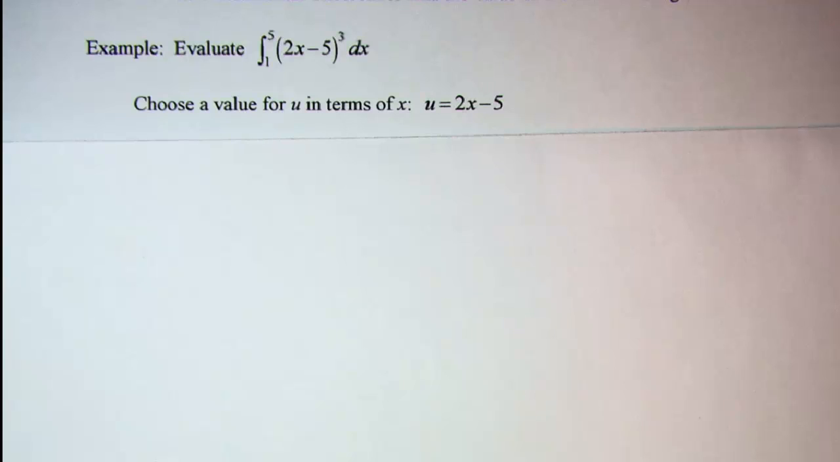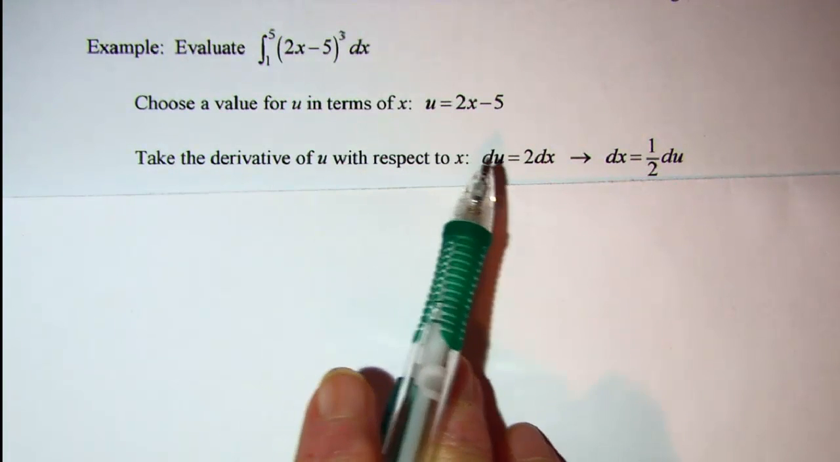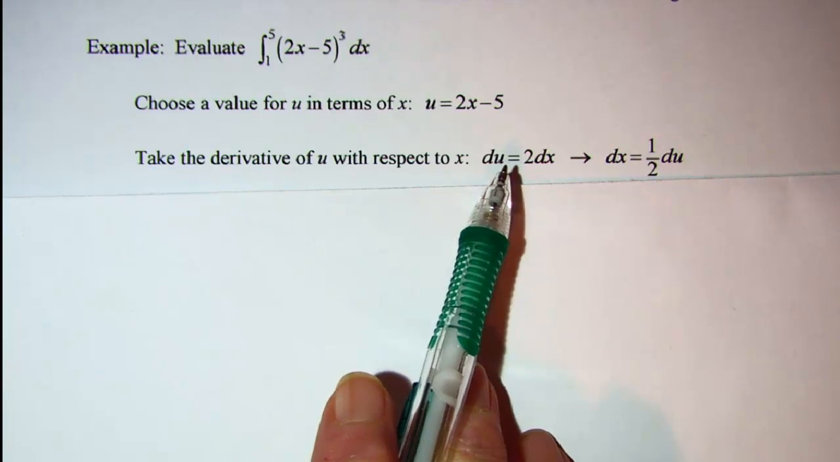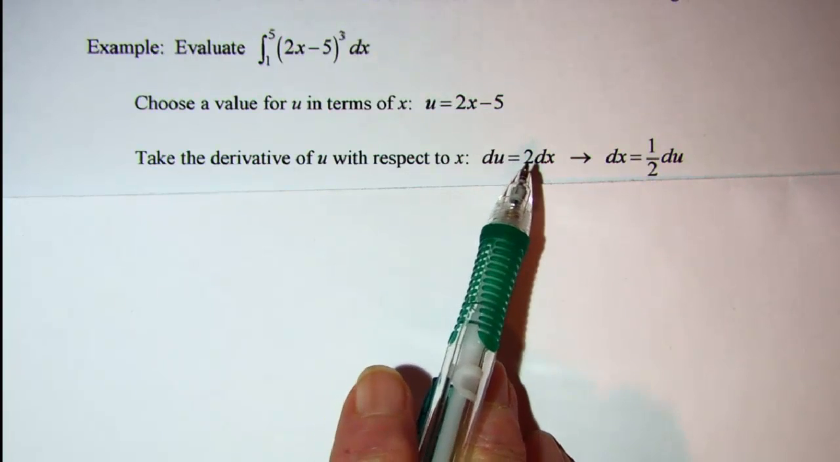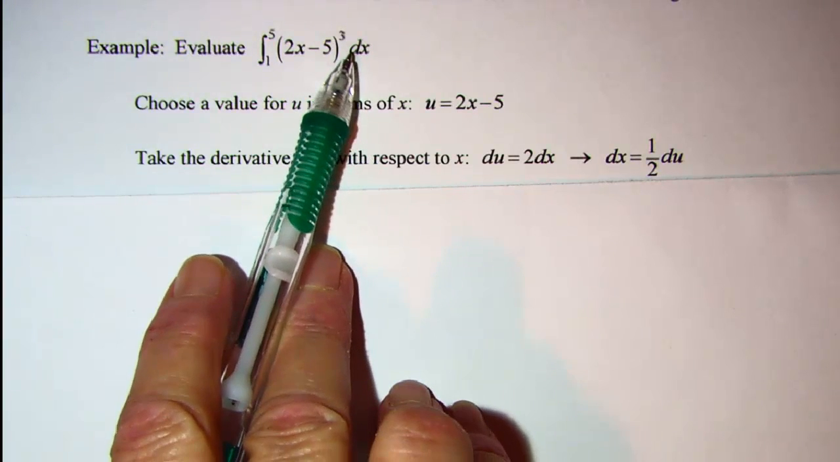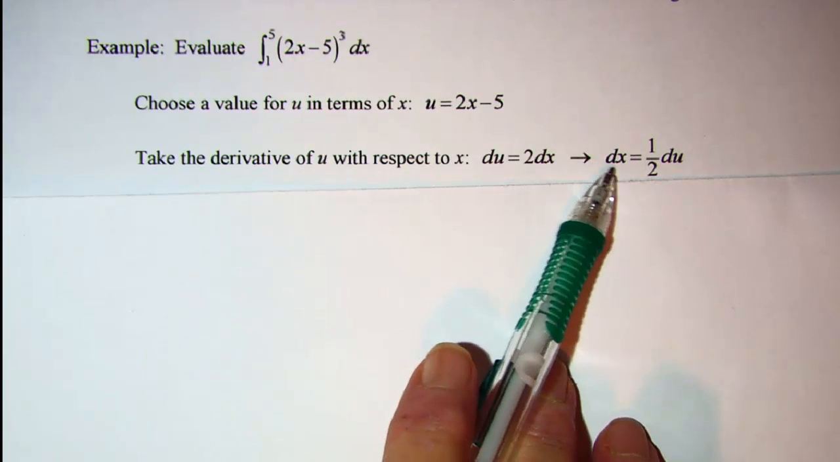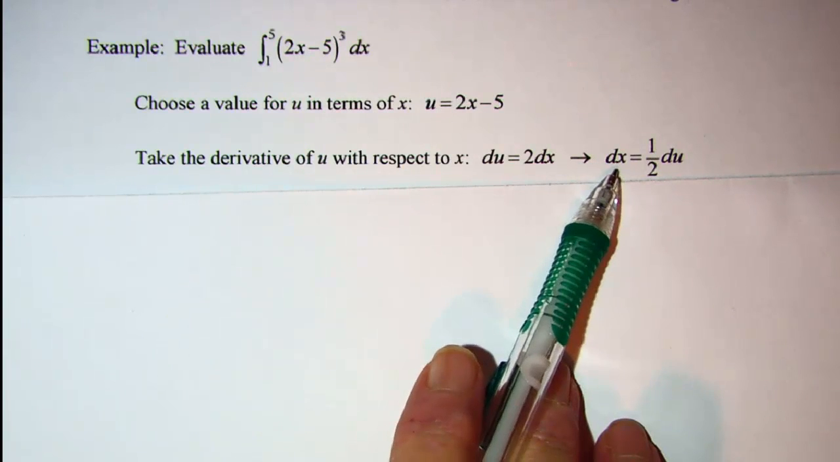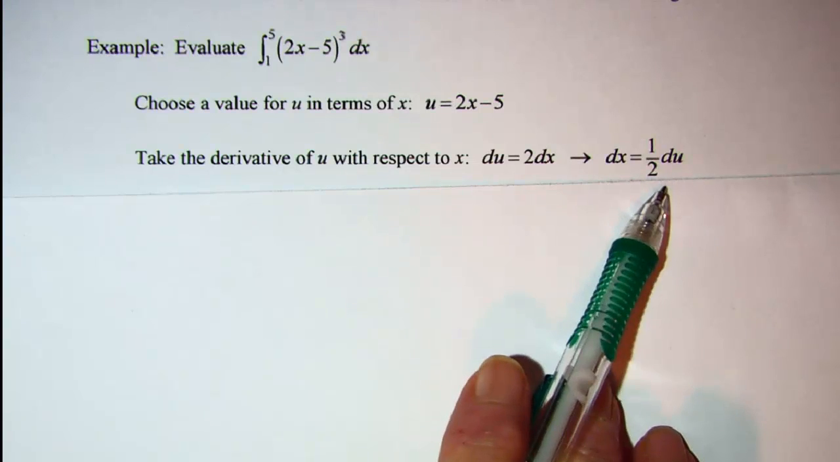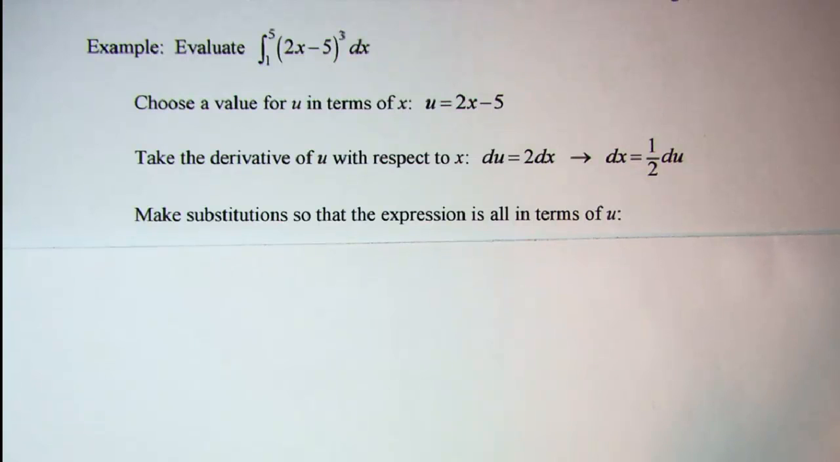Our next step is to take the derivative. So du is equal to 2 dx. Now, since our expression that we're integrating only has dx here, we'll solve this for dx and we get dx equals 1/2 du. Then we're going to make substitutions so that the expression is all in terms of u.